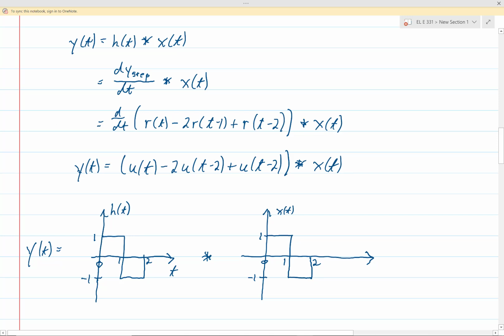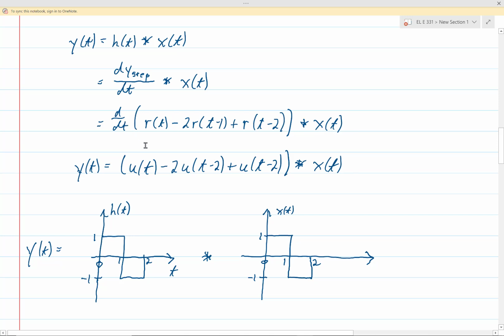And by the way, the fact that h of t is equal to the derivative of the step response. Let me make sure I say that correctly for you. H of t, which is the response to the impulse, is the derivative of y step, which is the response to the unit step. Okay, that is very important, and you need to definitely make sure you know that for the test.